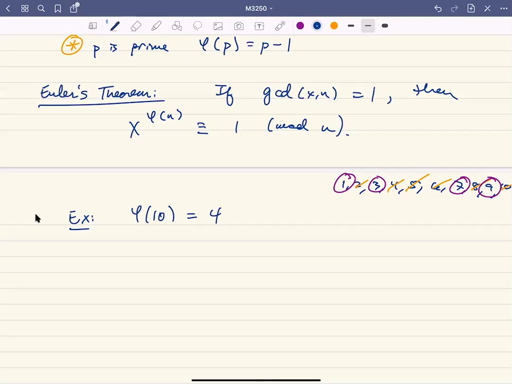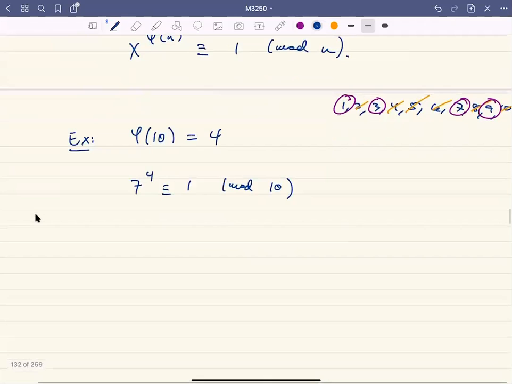And so let's take one of those numbers, say 7, and let's look at what's 7 to the 4th, what's 7 to the phi of 10 mod 10. And so this theorem says that this should be congruent to 1 mod 10. And so what we have to do is we have to calculate what's 7 to the 4th mod 10. Now, there's a small trick here. You don't actually have to compute this integer 7 to the 4th. What you can do is just repetitive squaring.